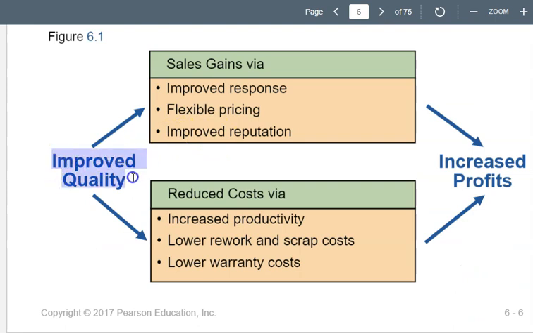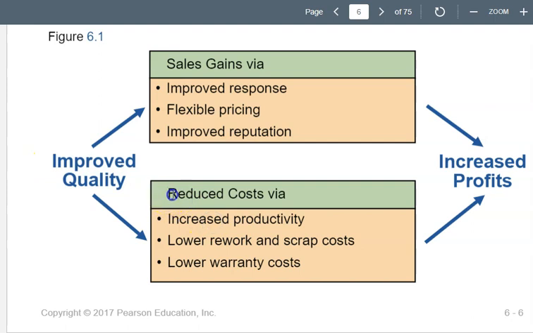If you improve quality, one way is you will gain more sales. How do you gain more sales? By improving response. How do you gain improved response? Because you have high quality, and people use word of mouth. They share their good experience with your product, and slowly the number of your customers grows, so you will have more response. Flexible pricing and improved reputation. These are things that you can gain by having higher quality.